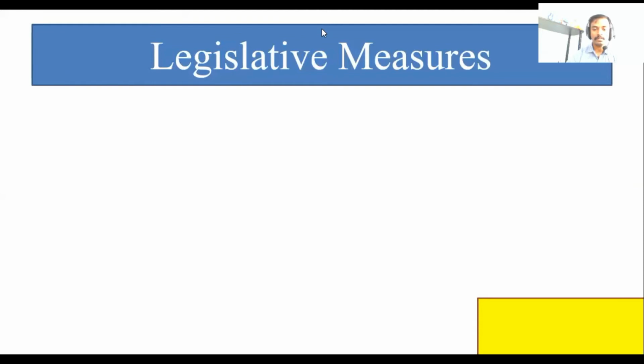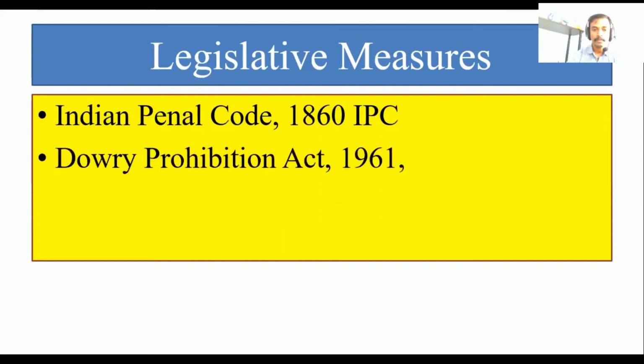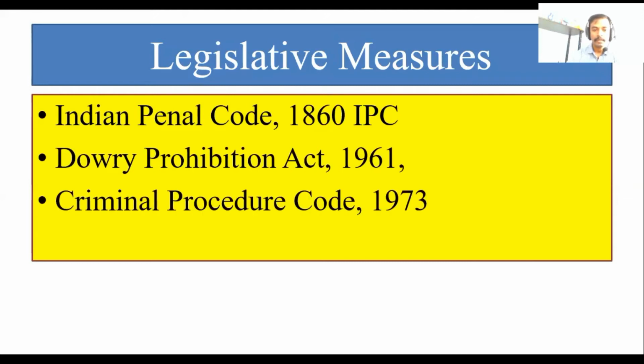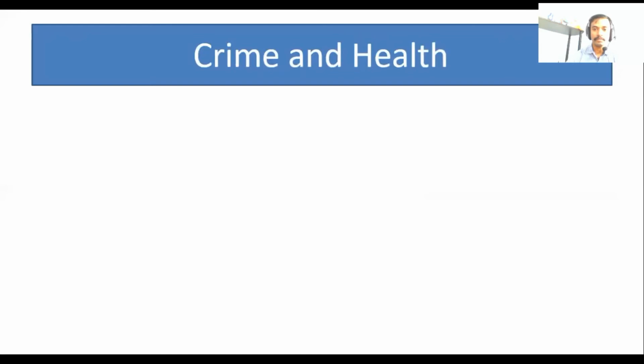Legislative measures to prevent crime. Indian Penal Code 1860. Students, penal code means punishment. This act has classified what the punishment is for each crime. Then Dowry Prohibition Act 1961 to prevent violence against women. Then Criminal Procedure Code 1973. So these are some legislations that try to prevent crime in society.